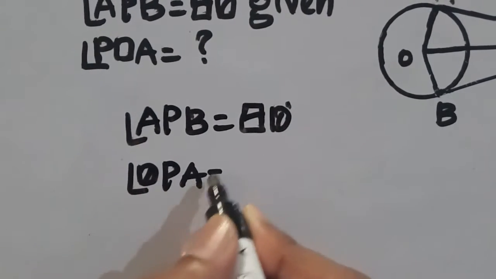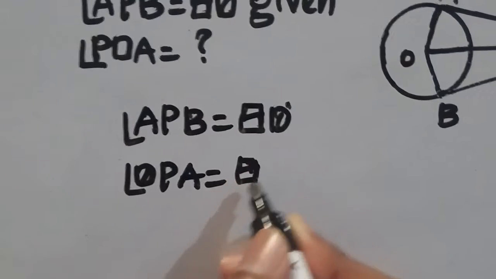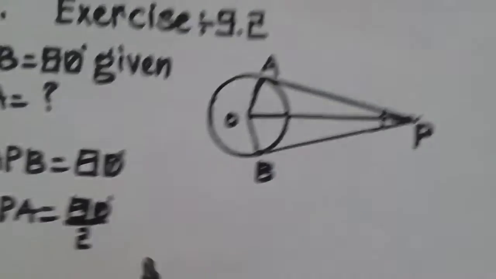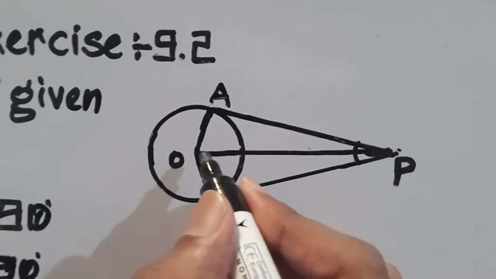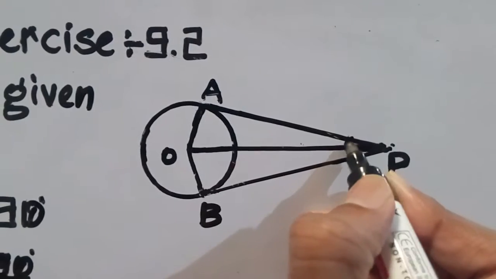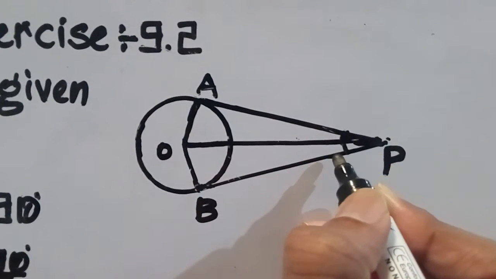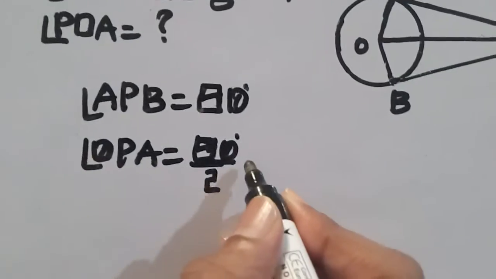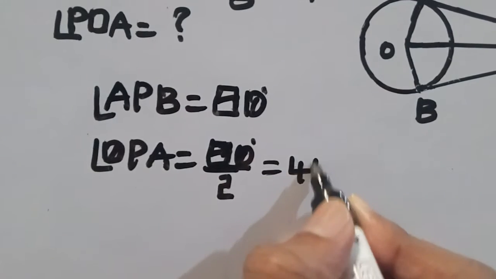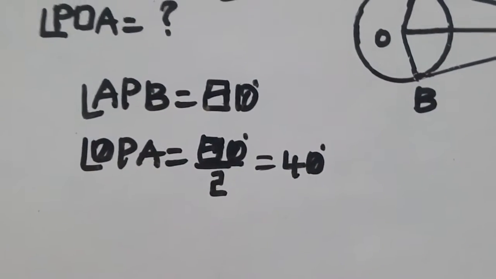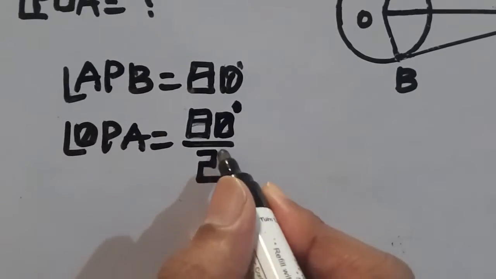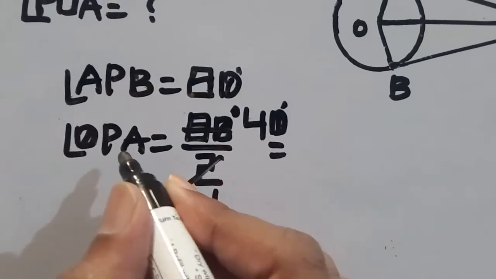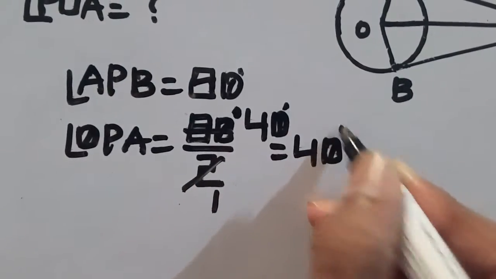Now we will find angle OPA, which is equal to 80 degrees by 2. This angle we will find. This angle is equal to how much? 80 divided by 2 means 40. Now 80 by 2 is equal to 40 degrees. Once more I am explaining, 80 degrees divided by 2, 2 ones are 2, 40 degrees. Therefore, angle OPA is equal to 40 degrees.